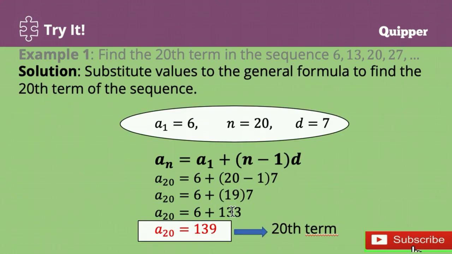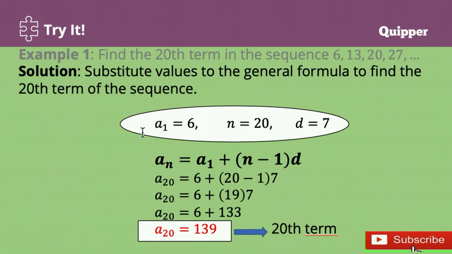After that, we have to list the necessary values: the first term, the number of terms, and the common difference. We already have the common difference, which is 7. Then the first term, in this given example, is 6. Therefore, a sub 1 is 6. Then n, since we need to find the 20th term, our n is 20.